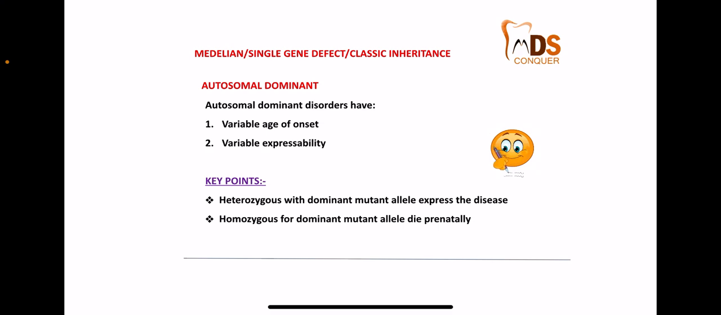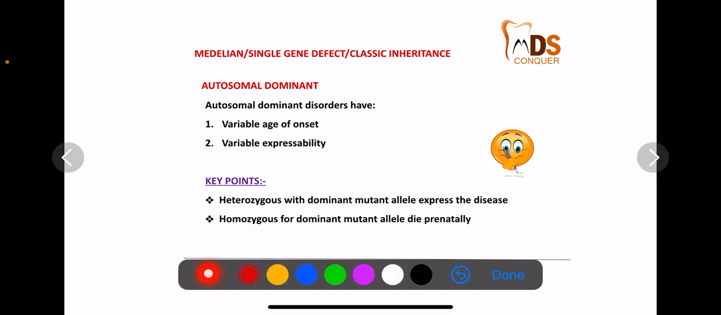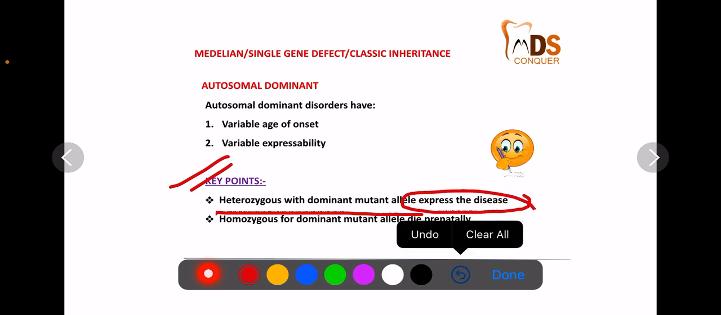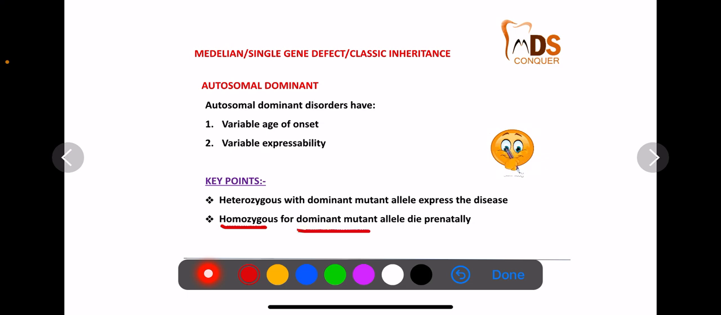Just a few points. Autosomal dominant disorders have variable age of onset and variable expressivity. The key points are: heterozygous with a dominant mutant allele will express the disease, and homozygous with a dominant mutant allele will die prenatally. So whenever you get an autosomal dominant disease, draw it as heterozygous, because homozygous for a dominant mutant allele actually dies prenatally.